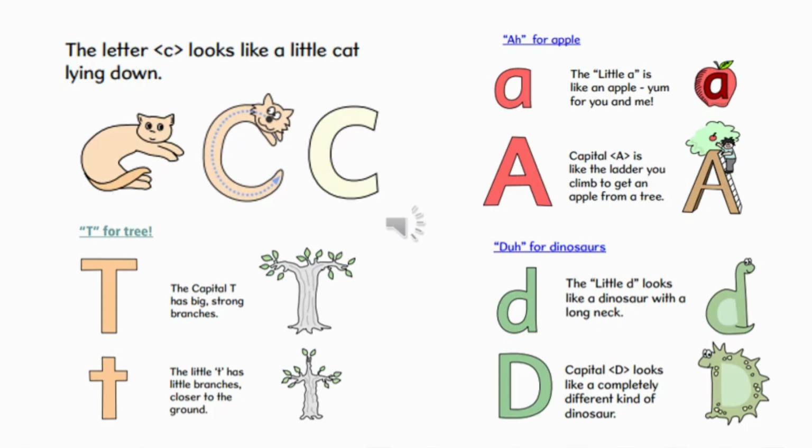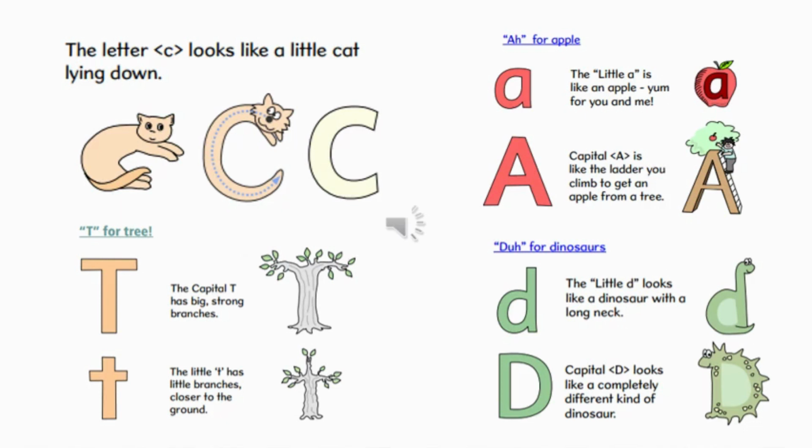Next, we learned all about A. What is the sound of A? A for apple. The little a is like an apple. Yum. For you and me. Yes, the little a looks a little like an apple. Capital A is like the ladder you can climb to get an apple from the tree. So you know the shape of little a and capital A now?